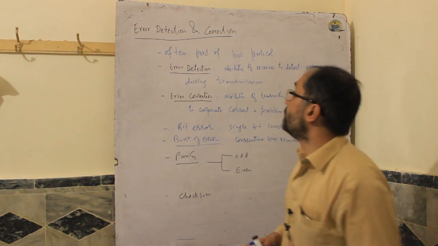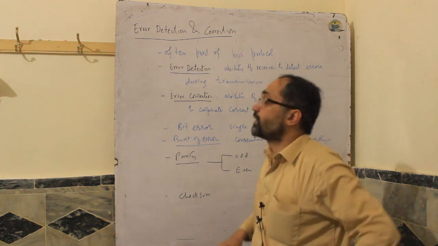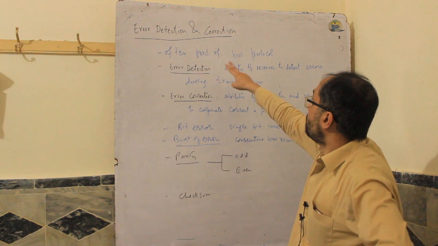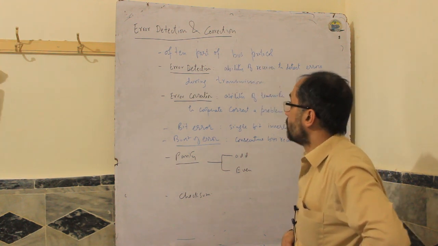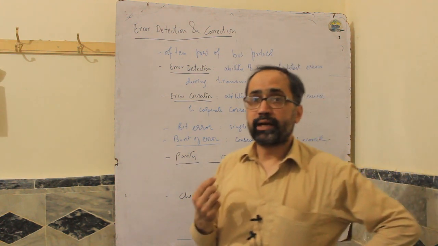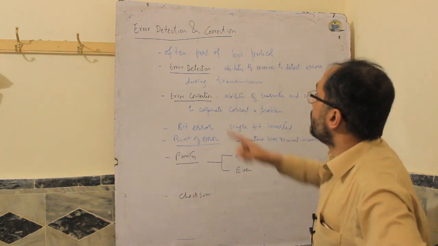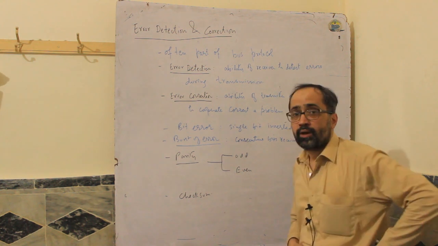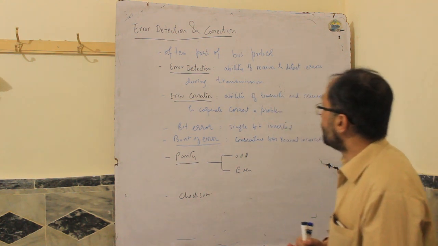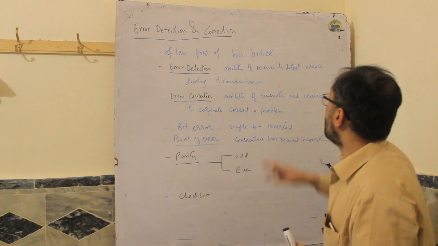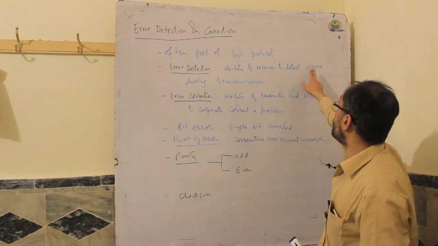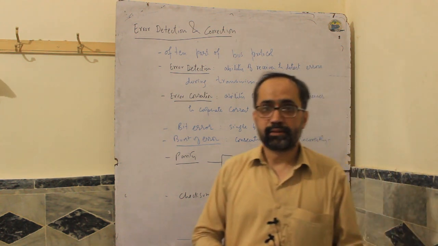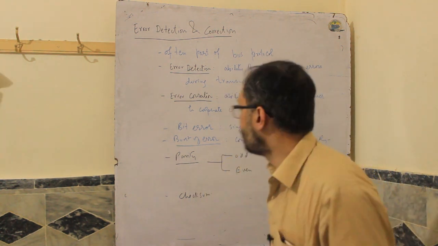Now we will study error detection and correction, which is often a part of a bus protocol. There are two parts of error detection and correction. One is error detection and another is error correction. What is error detection? Error detection is the ability of the receiver to detect errors during transmission. Why do errors happen? There are various sources of error.